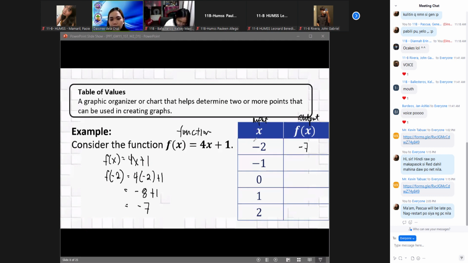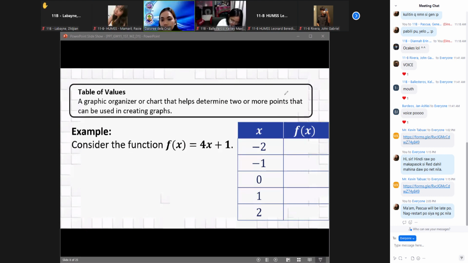I-change lang natin lahat ng values or lahat ng x ng kung ano man ang given value of x ng input. Okay? So, if we have -2 for the input and then we have output na -7, ano kaya ang magiging output natin if we have -1 na input? Sige nga po. Anyone from the class? Okay, yes, Labay ni anak.